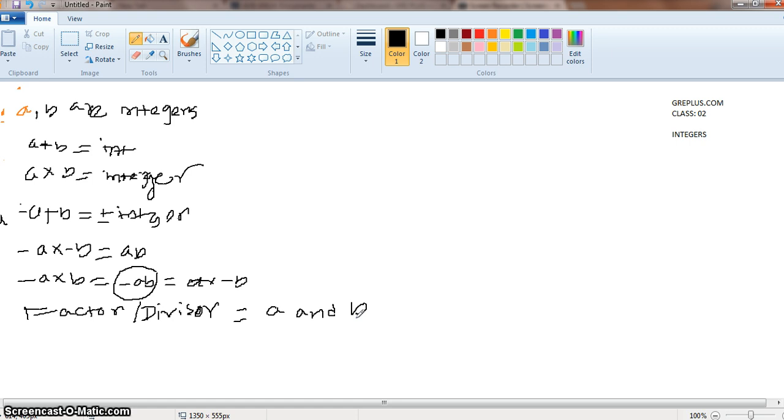Now let's take another example. If you have 60, then you can write 60 equals 2 times 30. So here 2 and 30 are factors or divisors. Then you can write 2 times 2 times 15. So here 2 and 15 are divisors. You can write 2 times 2 times 3 times 5. So you can call 2, 3 and 5 divisors or factors.